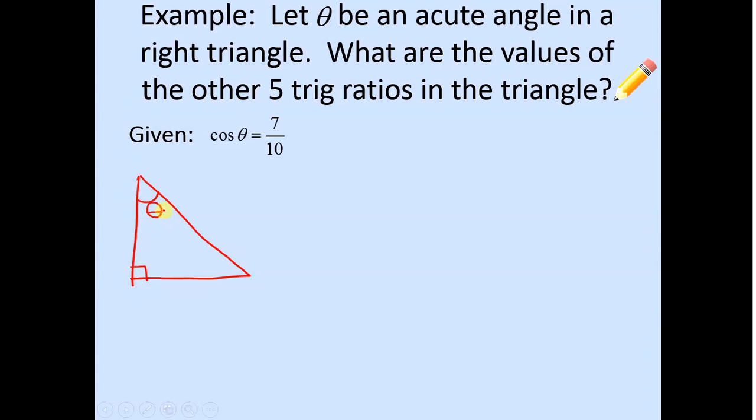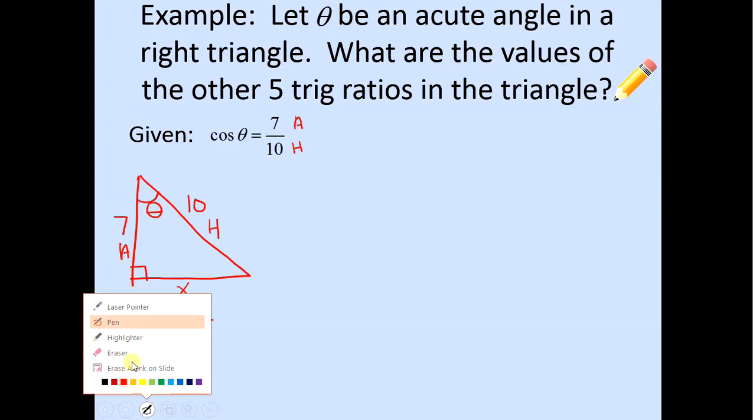Alright, so now cosine would be adjacent over hypotenuse, right? You're with me? So this would be adjacent over the hypotenuse. So my adjacent side is 7, and my hypotenuse is 10. That's technically what it's telling me, correct? So now I need to find my opposite side. So let's find the opposite side here. I'm going to have 7 squared plus x squared equals 10 squared. So 49 plus x squared equals 10 squared. 10 squared, that's 100. Not thinking today.